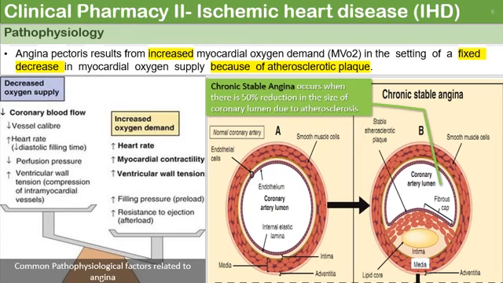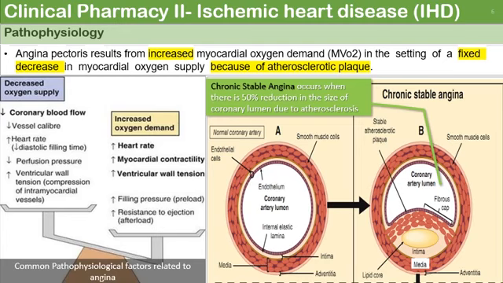When there is an imbalance, in which there is an increase in the oxygen demand of the heart in the setting of a fixed decrease in the myocardial oxygen supply, this leads to what? To the development of pain, which is called angina pectoris.